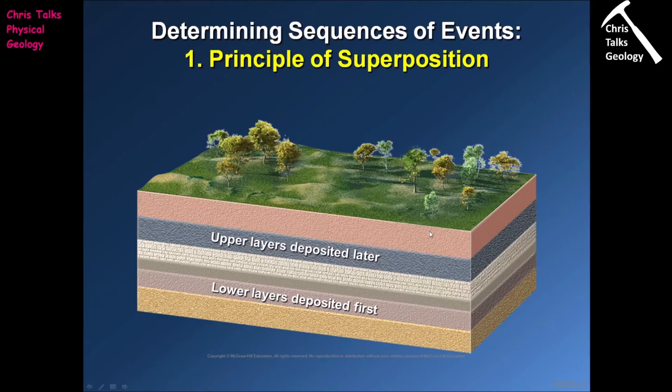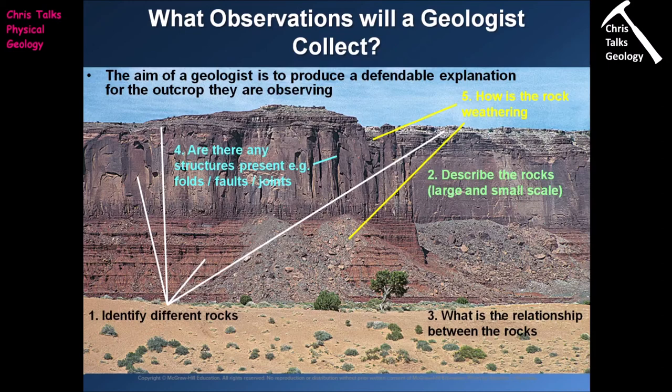And so we can apply this back to the picture that we saw in the first slide. So here we go, we can see the layer at the bottom, this rusty red layer, it's at the bottom of the sequence, so we would assume that that would be our oldest. And this light grey layer at the top here would probably be our youngest. And we can assume this relationship based on the principle of superposition.